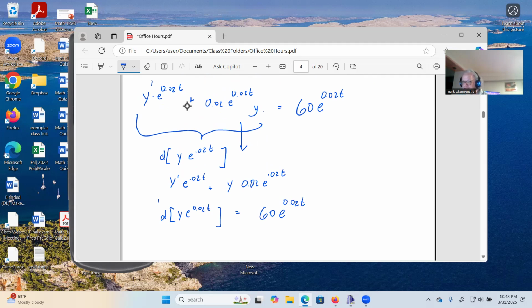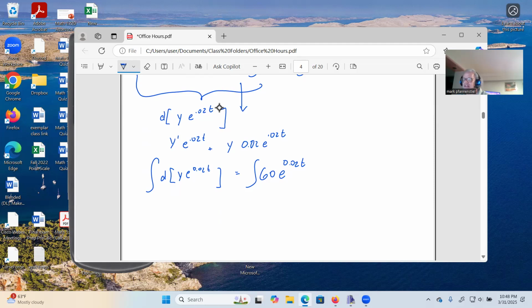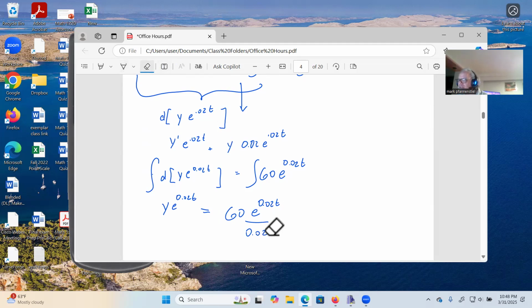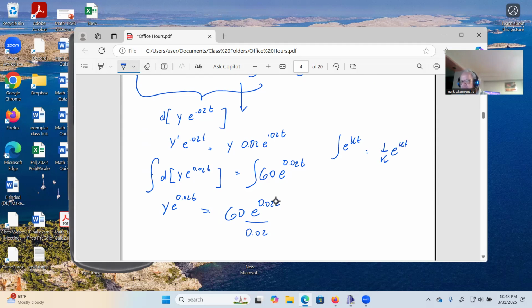Now, I want to integrate both sides. That's what we want to do next. The fundamental theorem of calculus says we're taking the integral of a derivative. This is just going to turn back into y e to the 0.02t equals, and then we're going to have 60 e to the 0.02t, but we have to divide by 0.02. We're just integrating. This is the formula for integrating e to the kt: we integrate it, we get 1 over k, e to the kt. That's where this 1 over 0.02 came from.